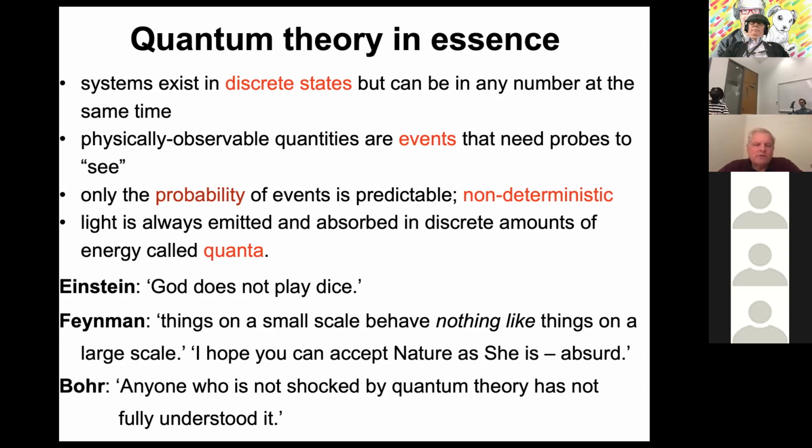There's a few quotes here about this. Einstein didn't like this idea of probability in physics. He said God does not play dice, because that's what probabilities are all about. But Richard Feynman, one of the most colorful physicists of the 20th century and a genius, also a Nobel Prize winner, I mentioned everybody here that I mentioned got a Nobel Prize, said that things on a small scale behave nothing like things on a large scale. I hope you can accept nature as she is. Absurd. Okay, so that's one way of looking at it. And then Niels Bohr said that anyone who is not shocked by quantum theory has not fully understood it.